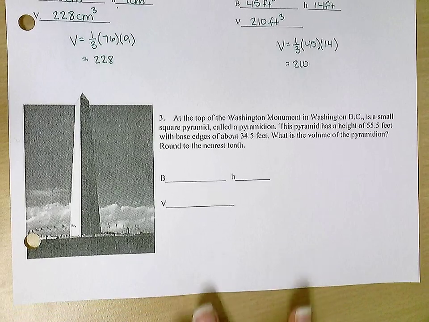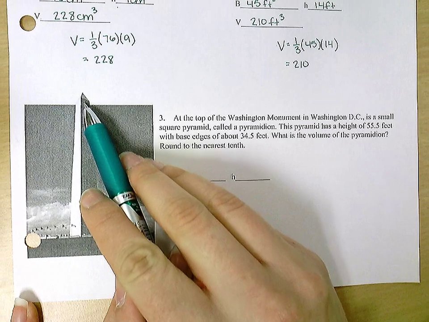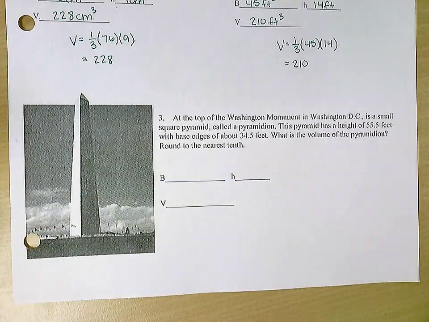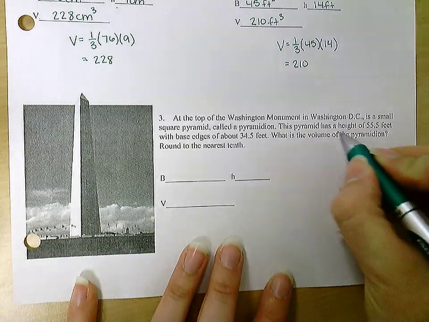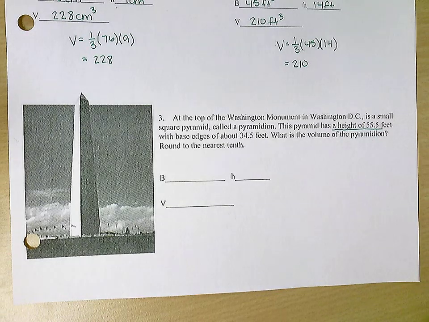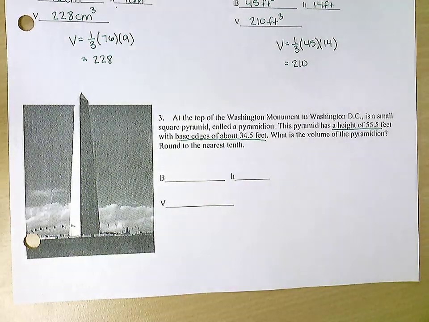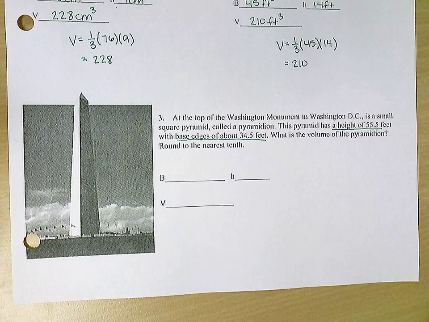All right, so then number 3. At the top of the Washington Monument in Washington, D.C. is a small square pyramid, this very top part here. It's called a pyramidion. This pyramid has a height of 55.5 feet with base edges of about 34.5 feet. What is the volume of this pyramidion? We're going to round to the nearest tenth.